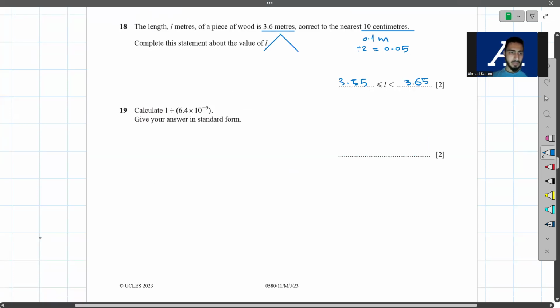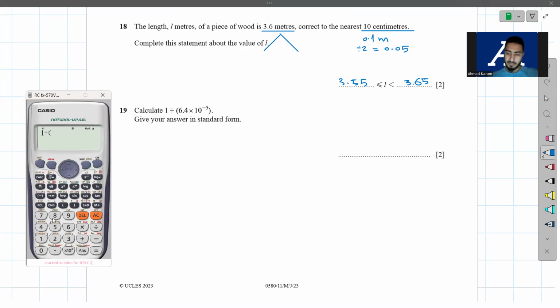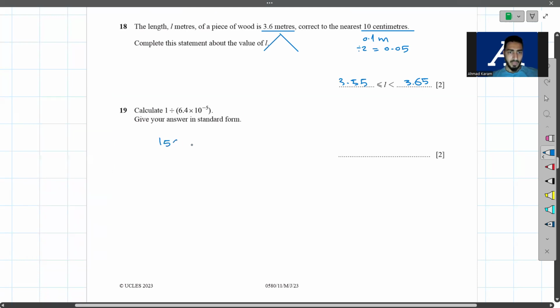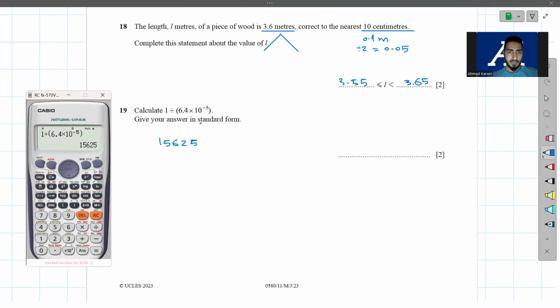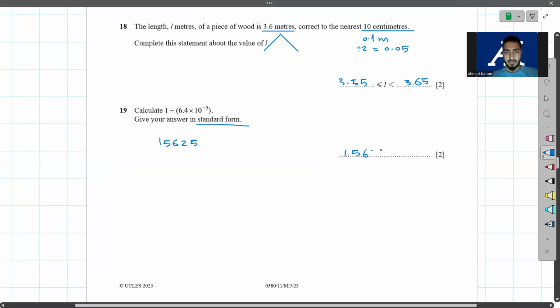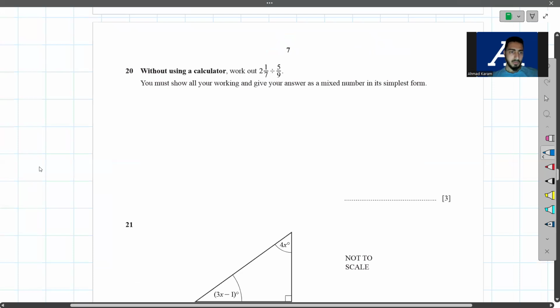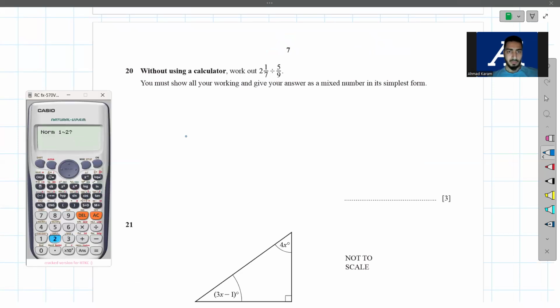Calculate, so it's just using calculators. 1 divided by 6.4 multiply 10 power negative 5, which is equal 1, 5, 625. Okay, in standard form, shift mode 75, it's 1.5625 multiply 10 to the power of 4. Okay, back to our original mode, shift mode 82.